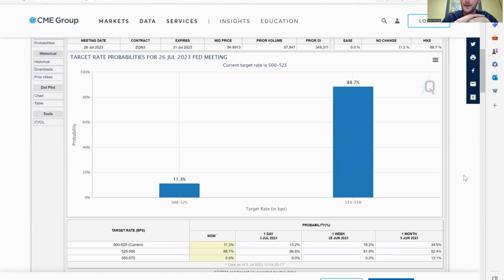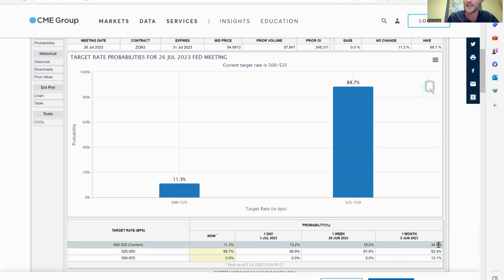I'm going to go ahead and share my screen with you. The CME FedWatch tool gives us an indication of what the interest rate hikes are going to look like over the next month, here in the short term. As you can see, over the last year or so, the Federal Reserve has raised interest rates by about 500 basis points, or a total of 5%.